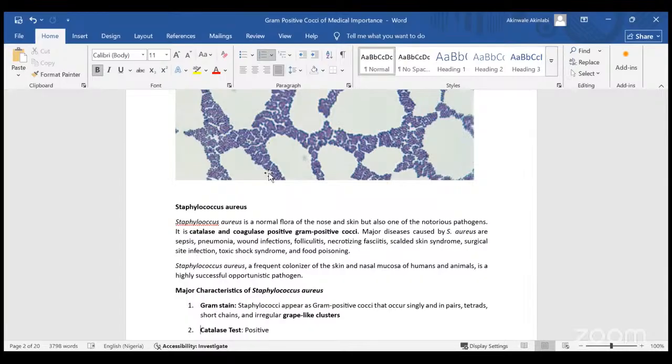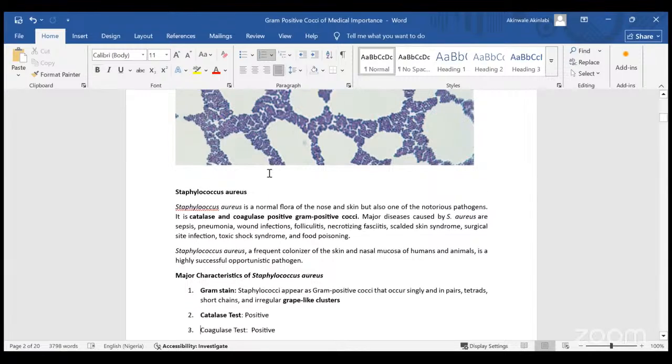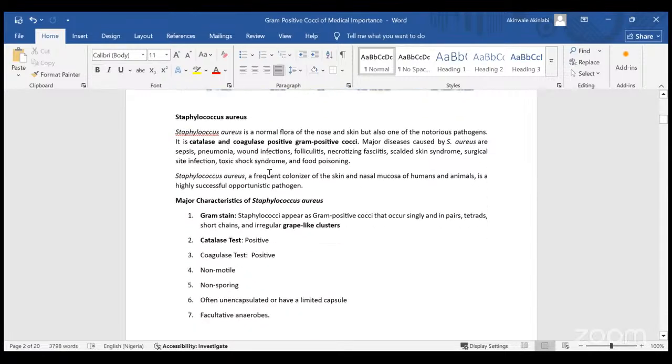So major diseases caused by Staph aureus are sepsis, pneumonia, wound infection, folliculitis, necrotizing fasciitis, scalded skin syndrome, and all whatnot is listed here, so you can get it when you are reading. Like we have said, the abnormal flora of the nose and skin is the same thing this one is talking about. Frequent colonizer of the skin and nasal mucosa is, in other words, what we have said before. So we don't need to go over it again.